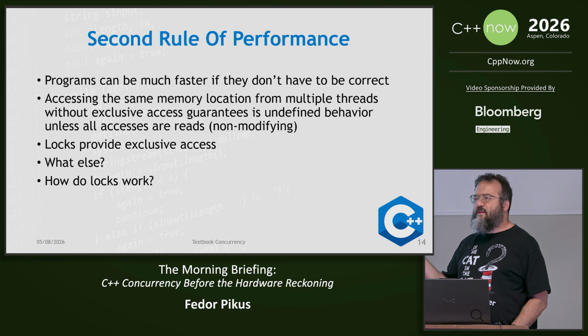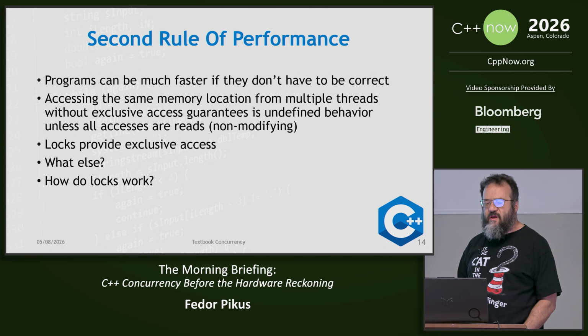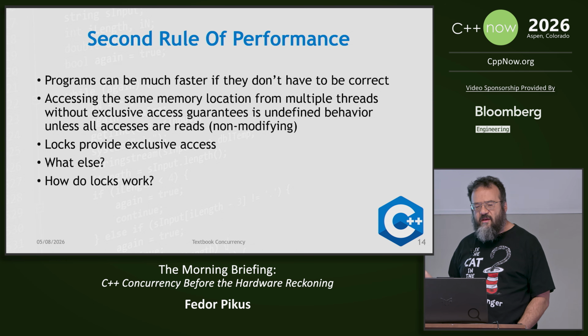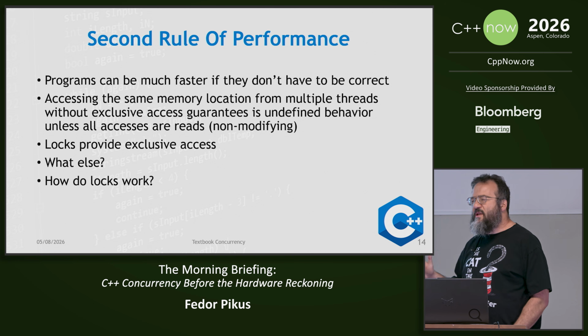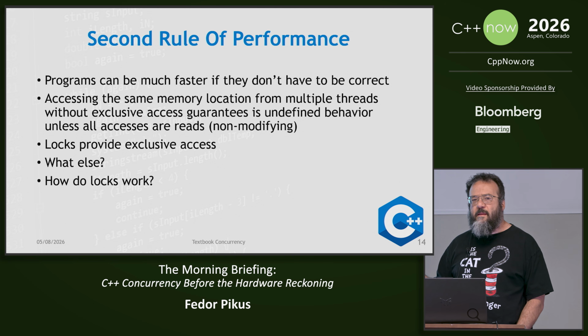Now, when it comes to correctness in the context of concurrency, there is fundamentally this thing. Accessing the same memory location from multiple threads without exclusion is UB. Locks give you that exclusion. That's basically their purpose in life. Okay, is there anything else? Do we need to know anything else? To write correct code, not really.